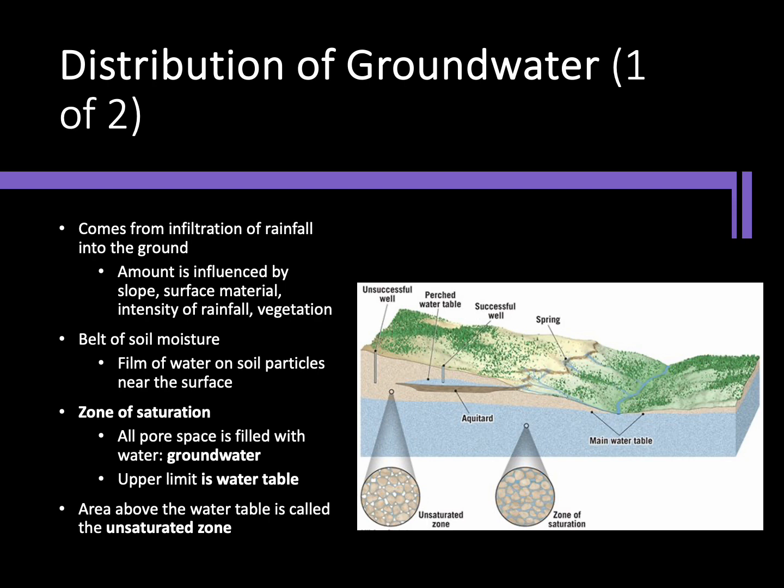The very upper limit, or the top of the zone of saturation, we call the water table. And everything above the water table we call the unsaturated zone. This area will have some water inside of the sediments and rock, but because it's not 100% filled with water, it's unsaturated.